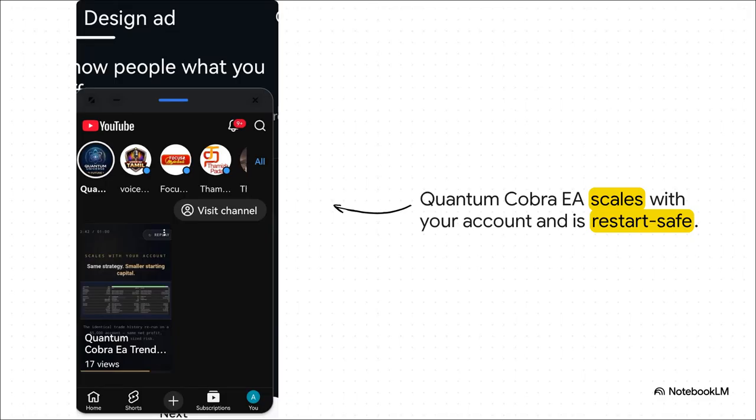Plus, the system scales directly with your account size, which is great. But maybe the best part? It's inherently restart safe. Look, tech fails. If your platform crashes or your virtual private server goes down, you don't need to panic. Once it's back up, the EA autonomously reconnects to all its risk anchors, open positions, drawdown thresholds, the whole shebang, without you having to intervene at all. It just picks right up where it left off, protecting your capital.